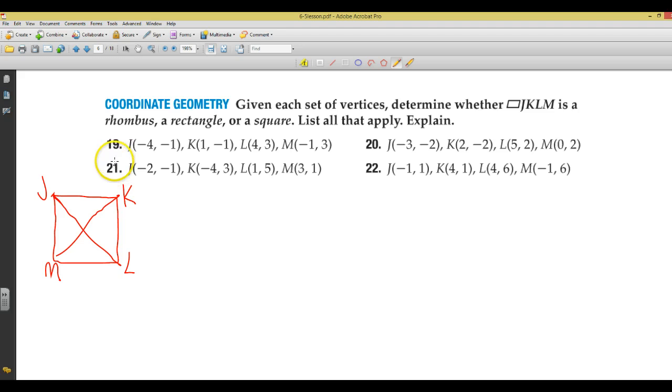Okay, for 21, I'm going to use the same test. So to see if it is first a rhombus, I need to see if my diagonals are perpendicular. So I need the slopes of JL and KM. So first, the slope of JL. So my change in y, my y's are -1 and 3. And my change in x, so my x's are -4 and 4.